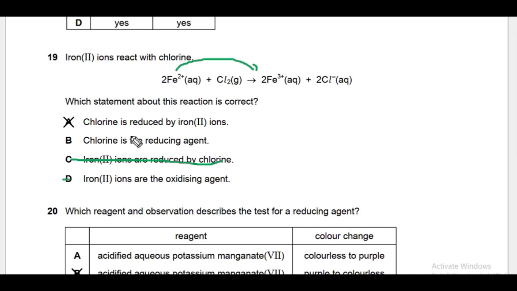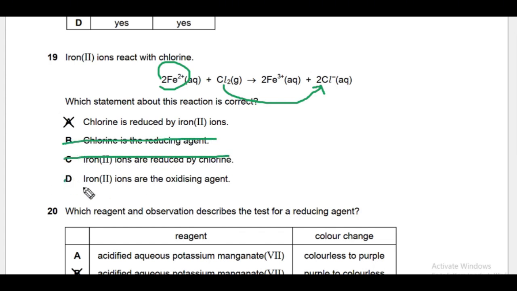Iron(II) ions are oxidizing agent. No, iron(II) ions are reducing agent, because iron(II) ion reduces chlorine to chloride ion. So iron(II) ion is not an oxidizing agent, it is a reducing agent. B, C, D are wrong answers. A is the correct answer.